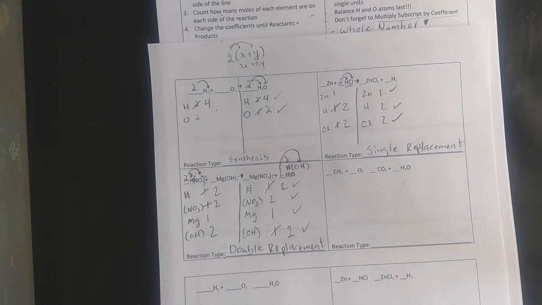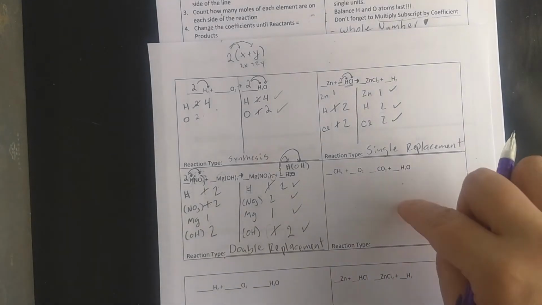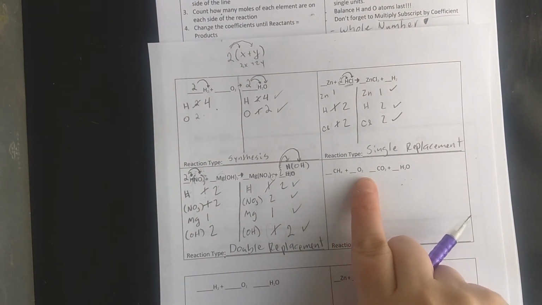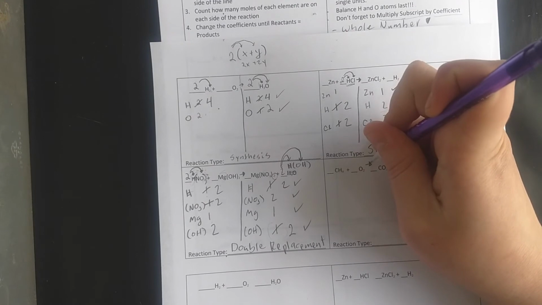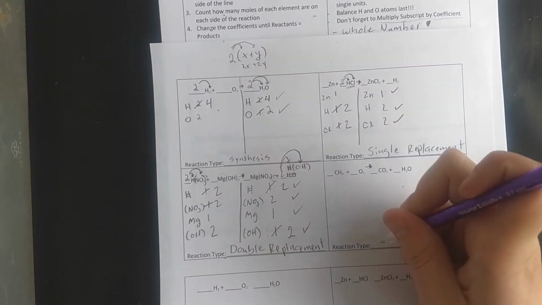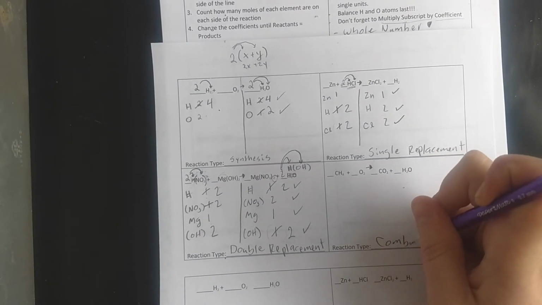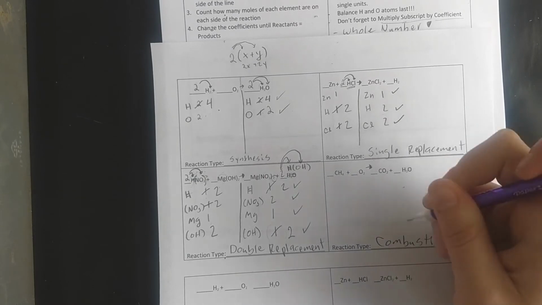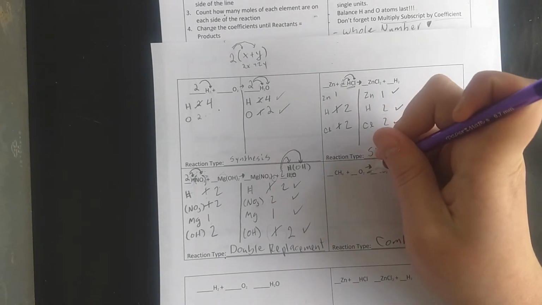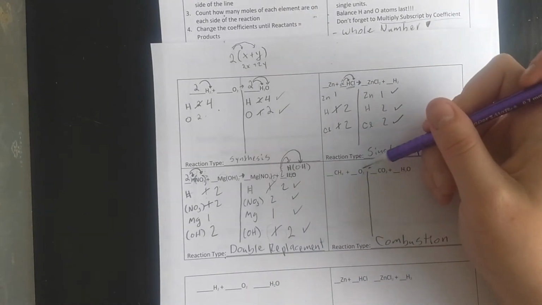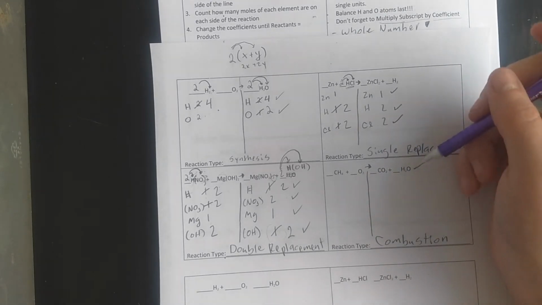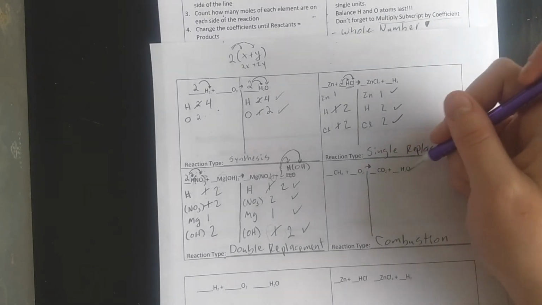Let's try another one. So this one here, we can see we have something with carbon plus oxygen producing CO2 and H2O. So this is a combustion reaction. Now combustion reactions can be a little tricky because they have carbons, oxygens, and hydrogens, and the oxygens are in multiple places. So we need to think about adding those amounts together.